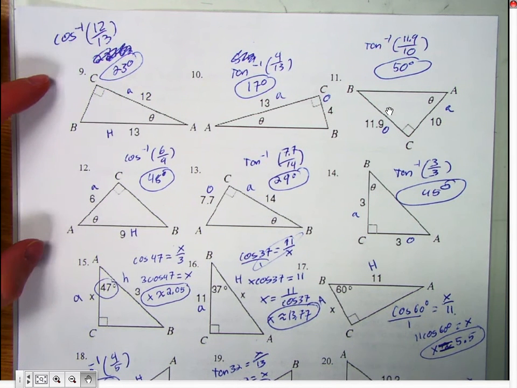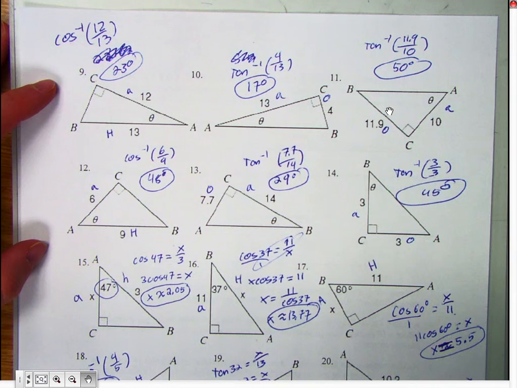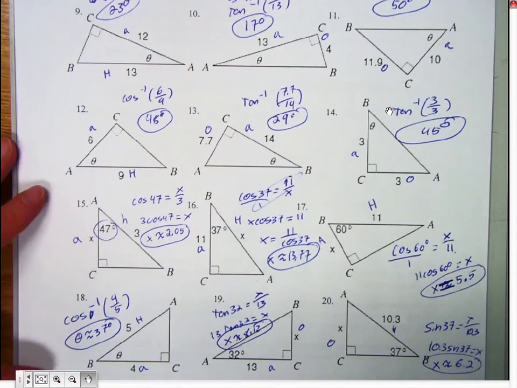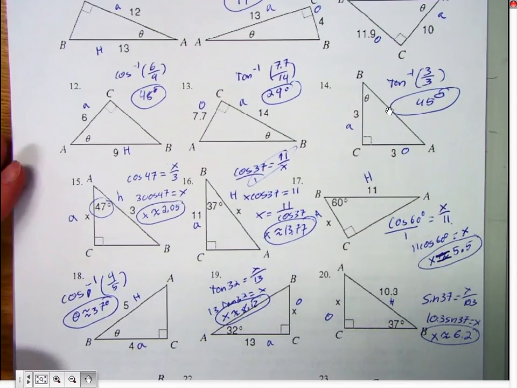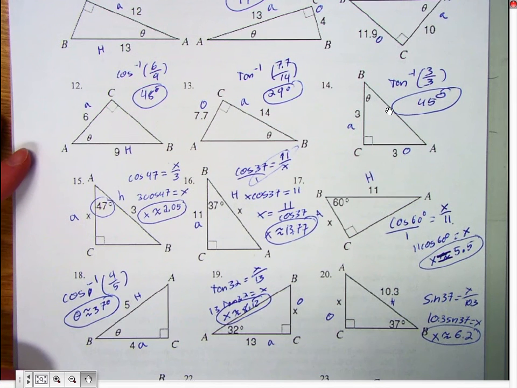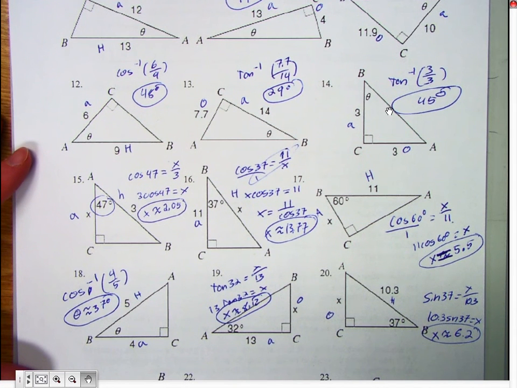Out of those first 6, are there any questions you had about them? I know walking around, I had some people get opposite and hypotenuse mixed up, or adjacent and hypotenuse. Okay, any questions? Okay, I'm going to move on to 15. 15, the side length x, we used cosine and got 2.05. Number 16, we used cosine and got 13.77.